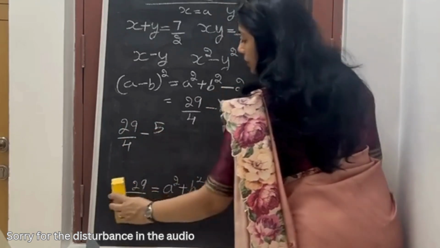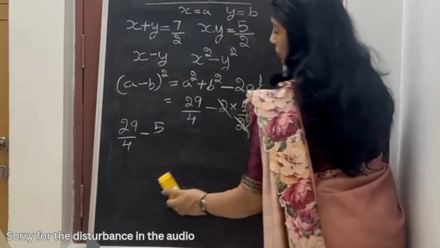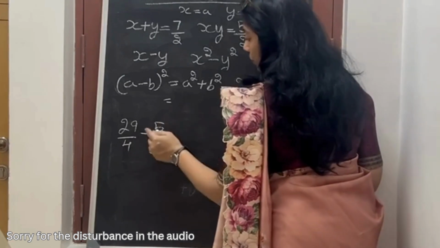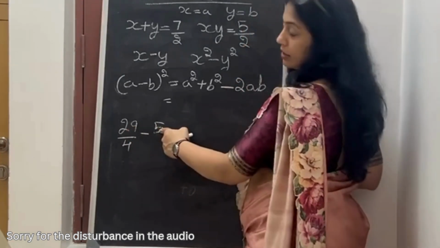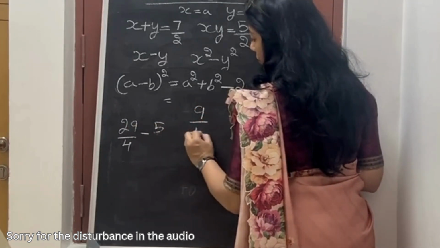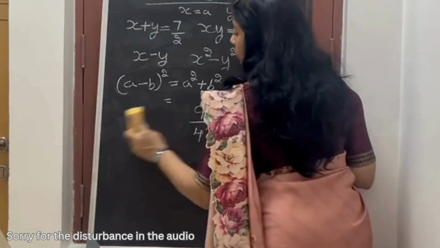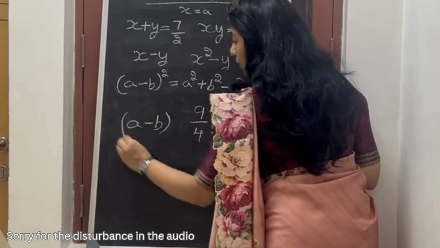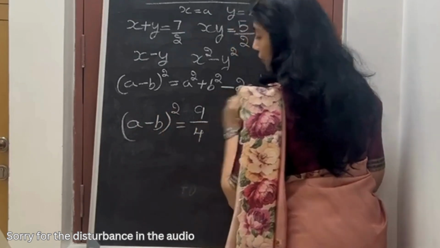So what I'll do, again my LCM here is what? 4. So when my LCM is 4, it will be 20. 29 minus 20 will be 9, so 9 by 4. So what I got now? (a minus b) the whole square equals 9 by 4.